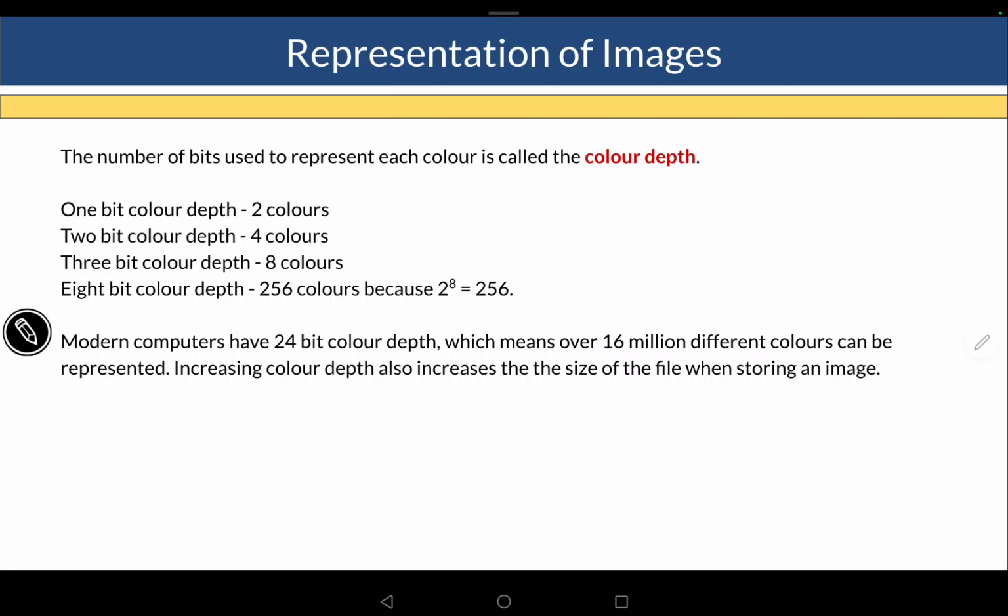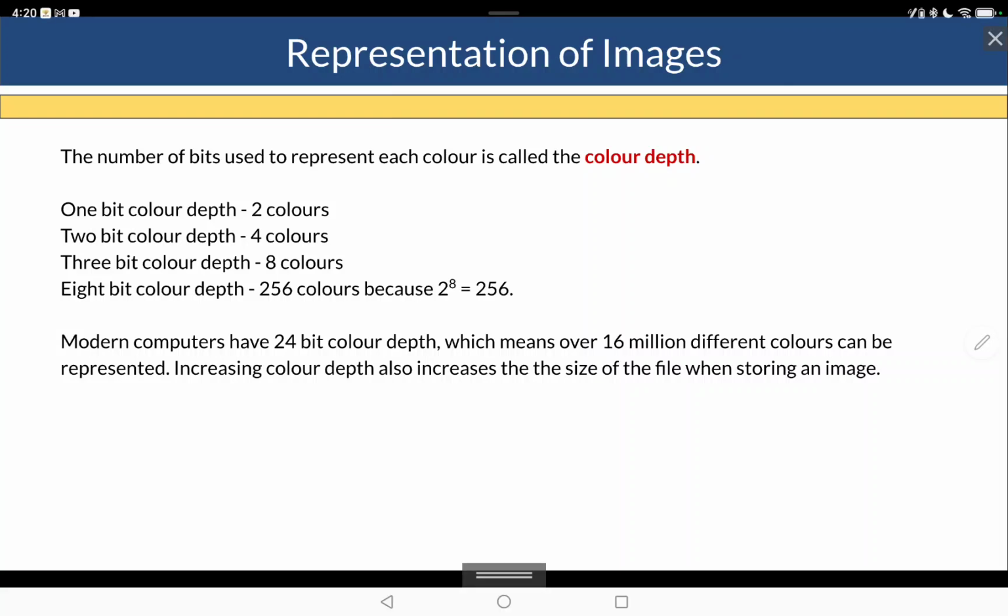So what is color depth? Color depth is the number of bits that is used to represent each color. 1 bit color depth means 2 colors, since 2 raised to power 1 is 2. 2 bit color depth means 4 colors, that is 2 raised to power 2. 3 bit color depth means 2 raised to power 3, and then we have 8, and so on.